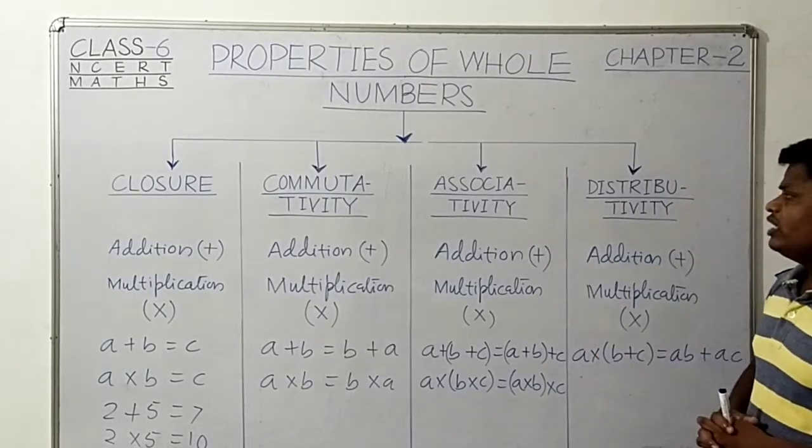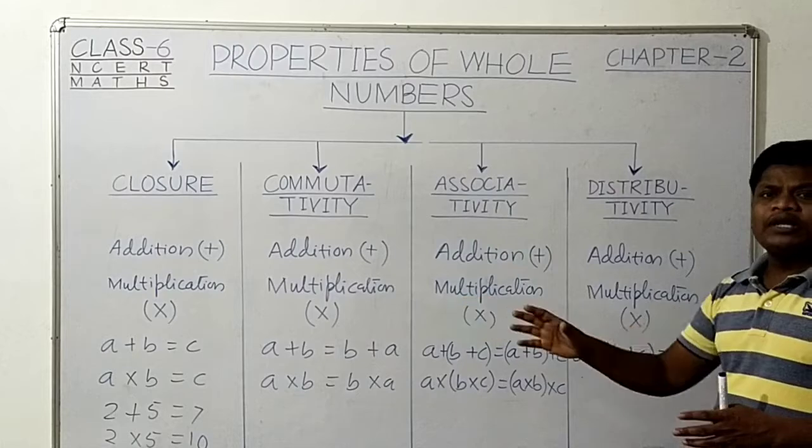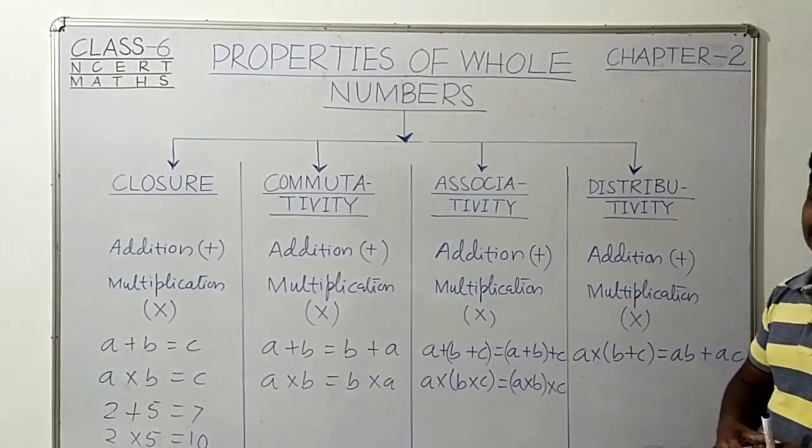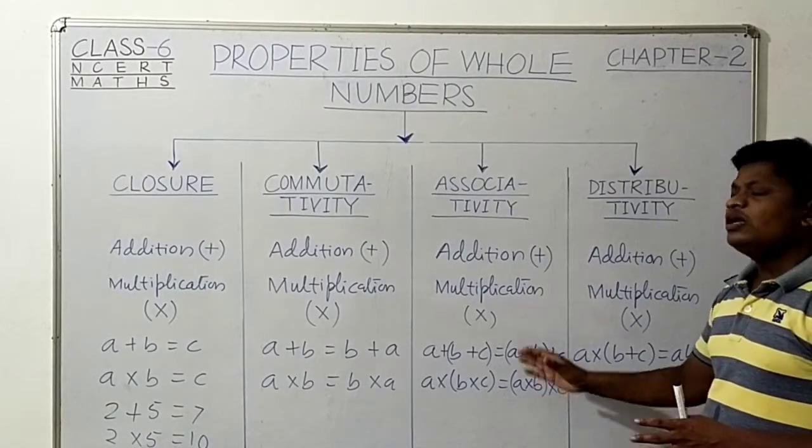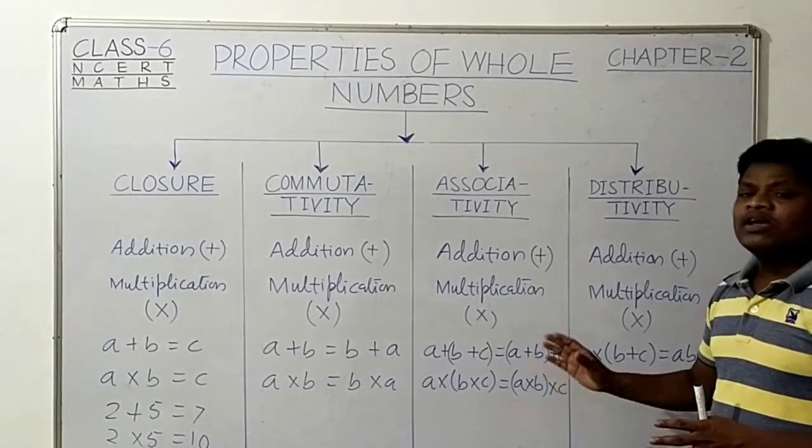Now come to the associativity property, right? All these properties that we are learning right now, we will use in exercise 2.2, and this is the reason you have to write it down very carefully and understand it very carefully.